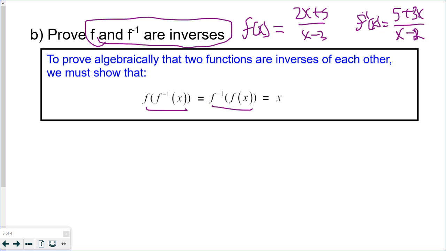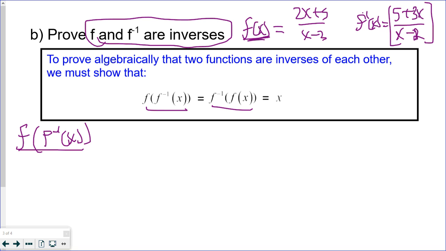Let's see what happens. Let's have some fun with it. Let's start off with the first one: f of f inverse of x. So what that means is I want to take the original function, this first function right here, and I want to plug in 5 plus 3x over x minus 2 everywhere I see an x in this equation. So it's going to look kind of ugly, but the simplification is not the worst.